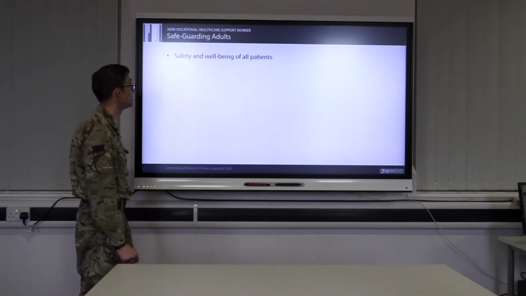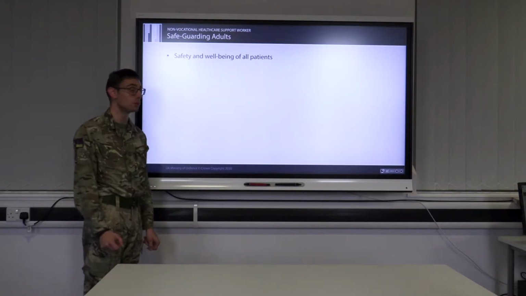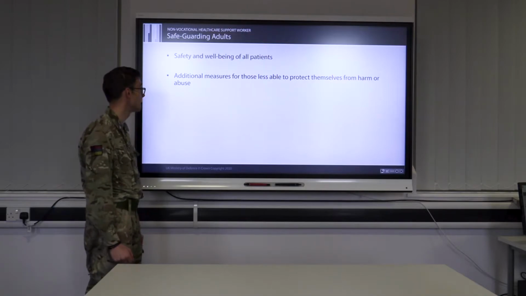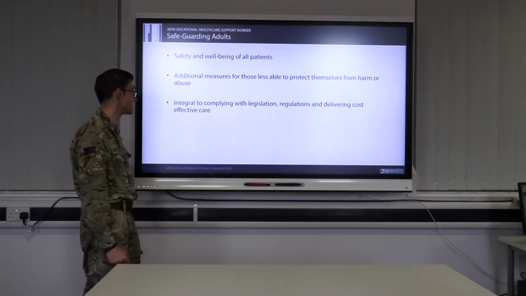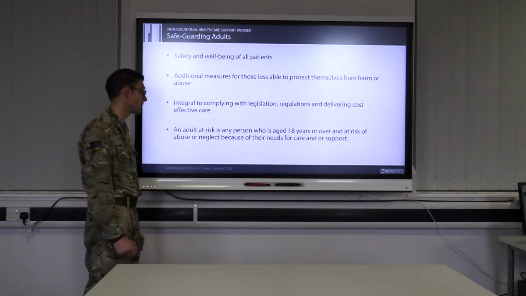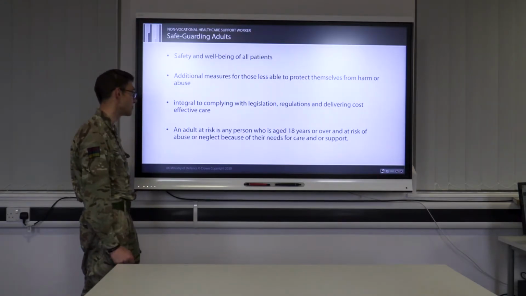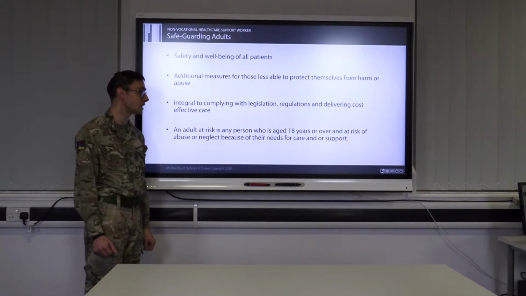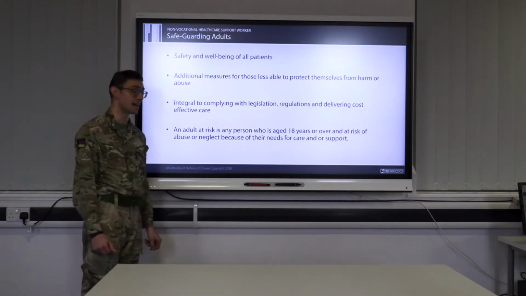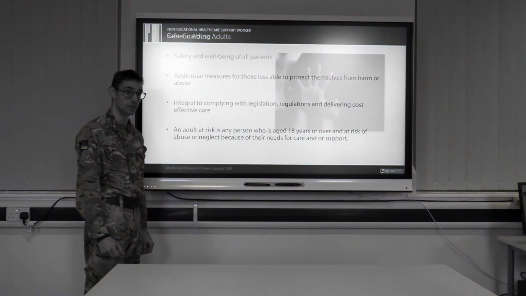Safeguarding adults is the safety and well-being of all patients. Additional measures for those less able to protect themselves from harm or abuse, and it is integral to complying with legislation, regulations and delivering cost-effective care. An adult at risk is any person who is aged 18 years or over and at risk of abuse or neglect because of their needs for care or for support.